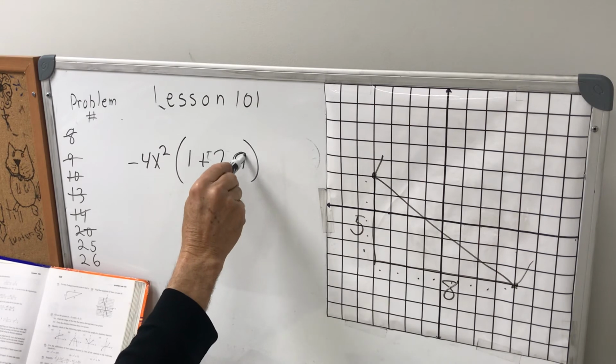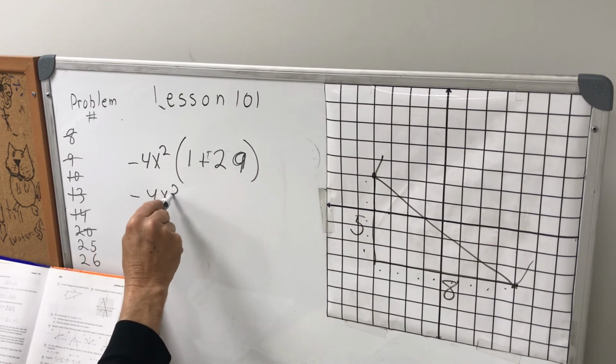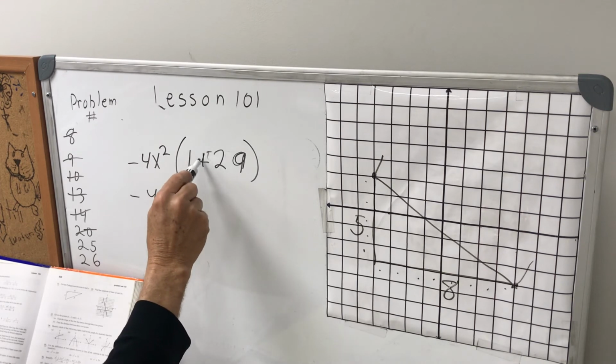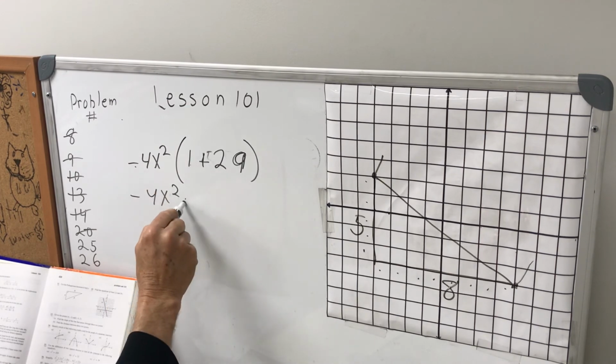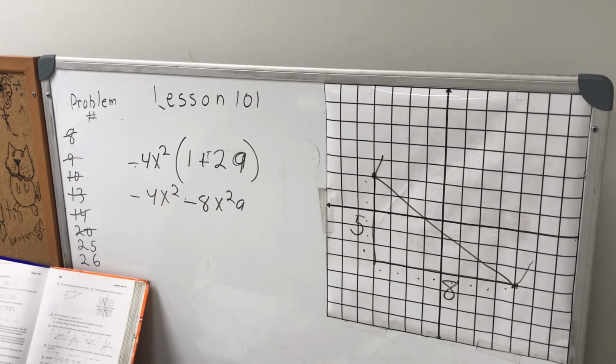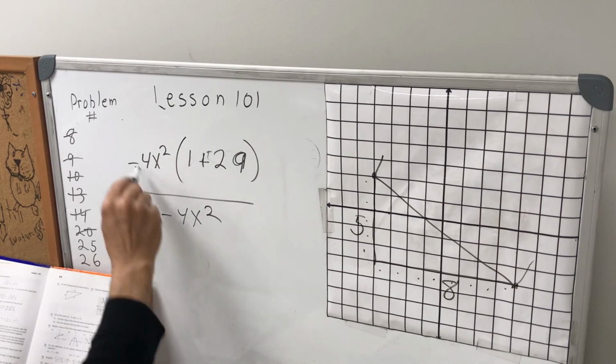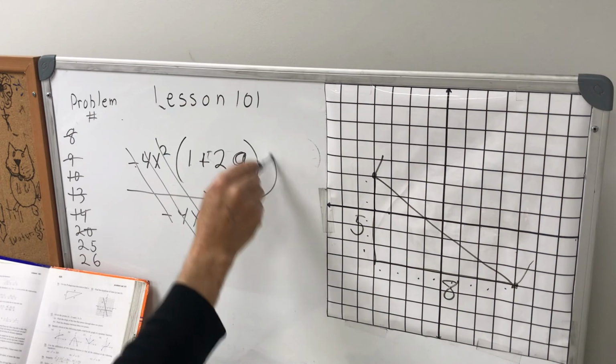Let's see if this works. You can always check yourself on factoring. 1 times negative 4x squared is negative 4x squared. Positive 2, that's times the negative 4 is going to be negative 8x squared a. Is that back to the original? It is. And now we have a negative 4x squared on the bottom. We, of course, can cancel all this out, and this is your answer.